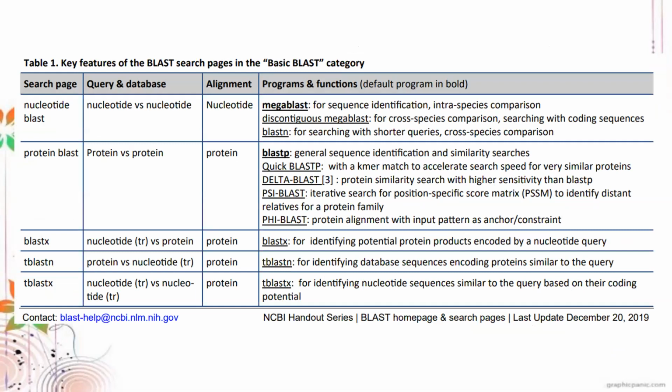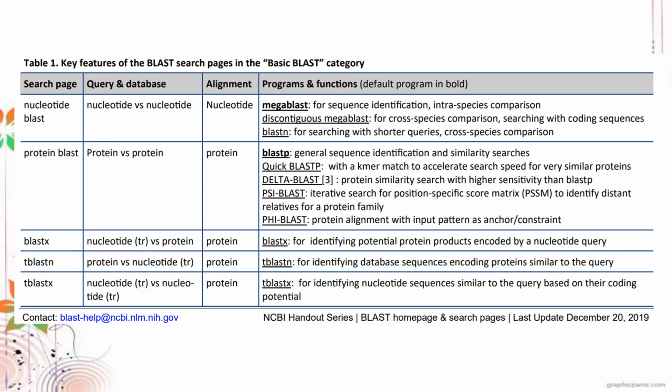Okay, so these are basically key features taken from their help page. This is from 2019, the last update of the BLAST help page. So you have the nucleotide BLAST. The alignment is nucleotide to nucleotide, the only nucleotide versus nucleotide alignment that you have. You also have subgroups in that. You have megablast for sequence identification or intra-species comparison, discontiguous megablast for cross-species comparison, and BLASTn for cross-species comparison. The general one is the BLASTn, basically.